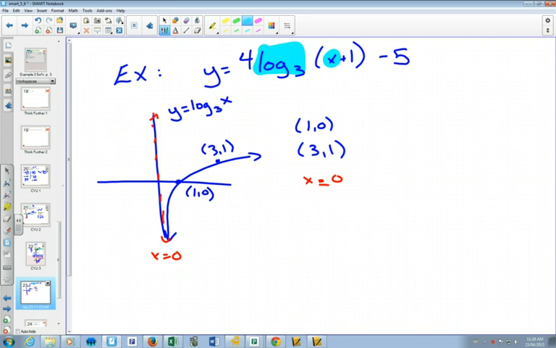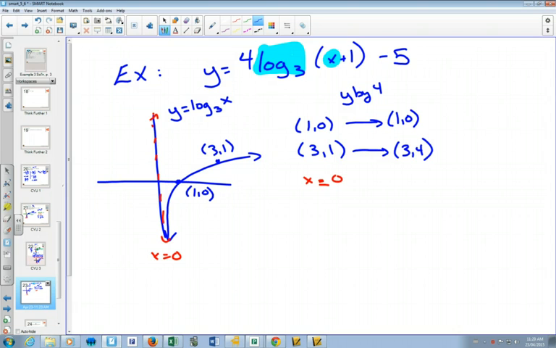The first number we run into is a 4, and the only stretches and compressions will be that 4. You're going to multiply your y by 4, and your x doesn't get multiplied by anything. So that will keep this at (1, 0), and change that to (3, 4).